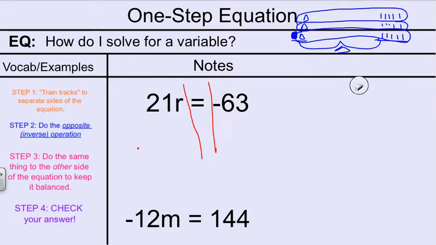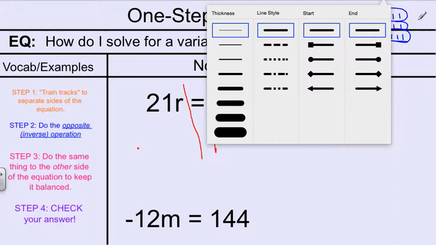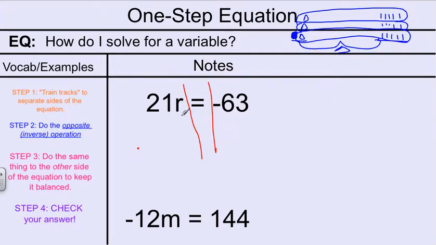So how do I apply that to this problem that we have in front of us? Same way. In this case, I have 21 triangles, or 21R. I'm not drawing 21 triangles. But all I know is that if these are multiplying, the opposite is to divide. So I'm going to divide both sides by 21.